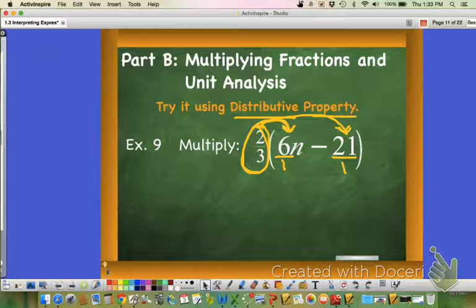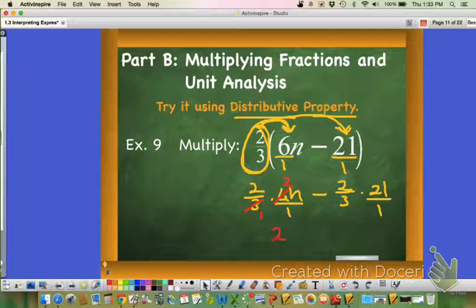And so you're thinking 2/3 times 6n minus 2/3 times 21, or 21 over 1, 6n over 1. And so when you start reducing, the 3 reduces with the 6, and you get 2 times 2n, 2 times 2, isn't that 4? 4n minus, and then on this side, I shouldn't say side, because I like to reserve the word side for when I'm working on the left and right side of an equation.